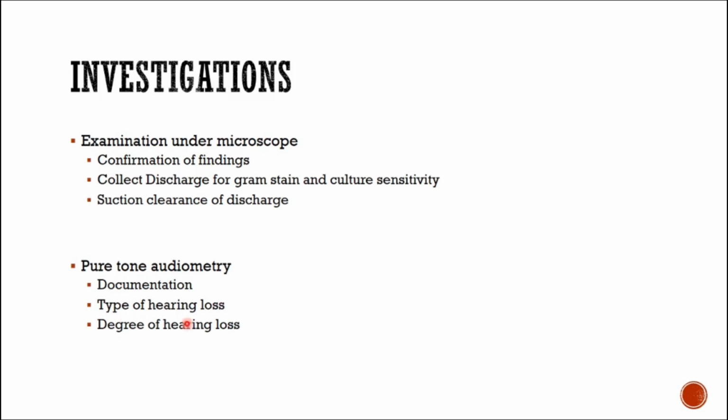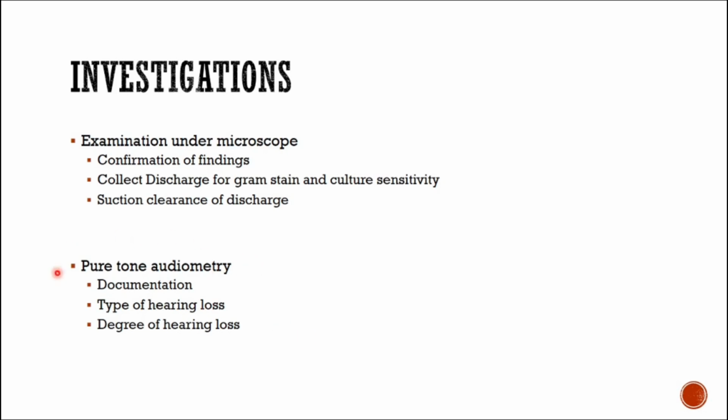Okay. So what is the type of hearing loss which we are expecting in CSOM safe type? Conductive type usually. Okay. And degree of hearing loss, it will not exceed how many decibels usually? 50 decibels. 50 decibels. Okay.